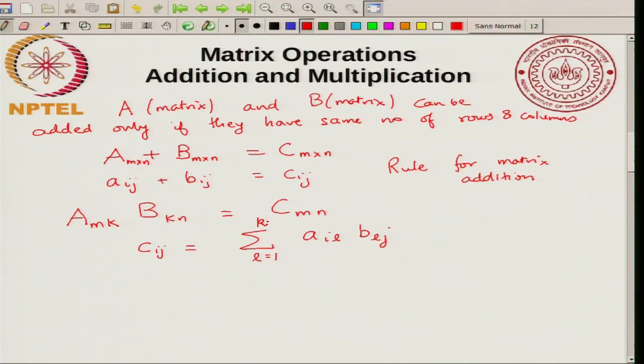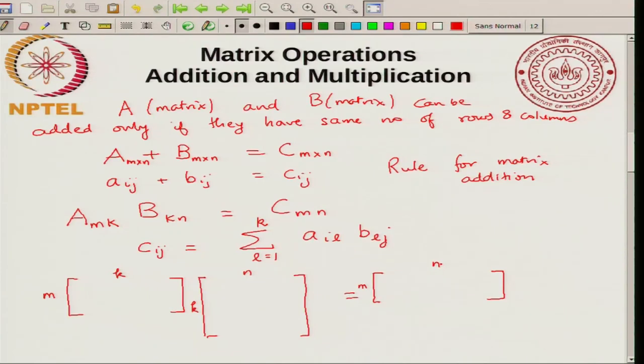Again, I'm not doing this in all detail because I'm sure many of you are familiar. If you have a matrix that looks like this, and another matrix that looks like this, where the number of columns of the first is equal to the number of rows of the second, then when you multiply these, you will get a matrix that has this many rows and this many columns. If this is m, this is k and this is n, then the product is m by n.